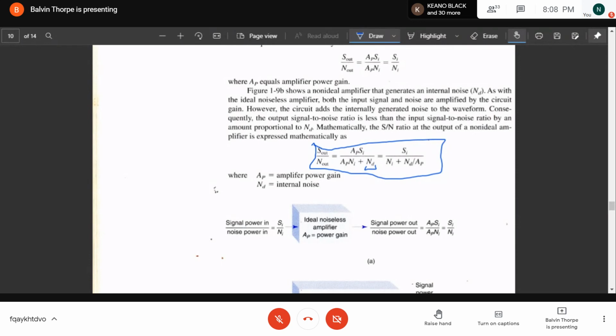So the signal to noise ratio at the output of a communication system, in this case, would be, because the gain is common, you could just cancel the gain, the AP, and then you have signal to noise at the input over noise at the input plus the noise over the gain. Everybody understand that equation? Clear?